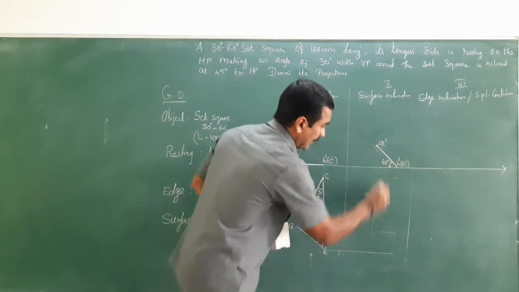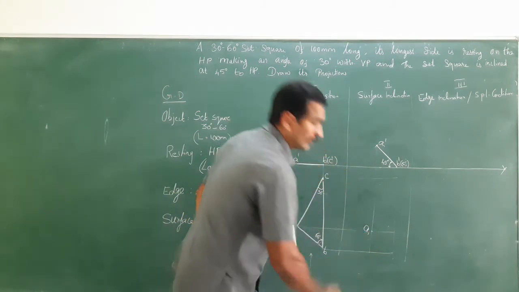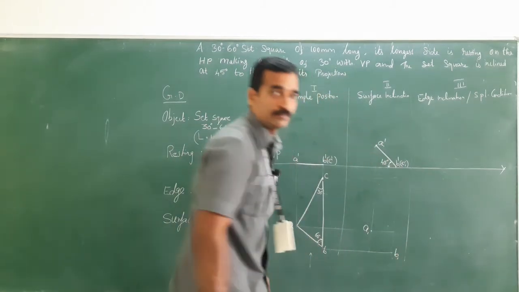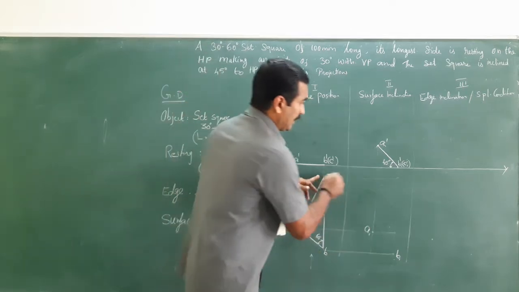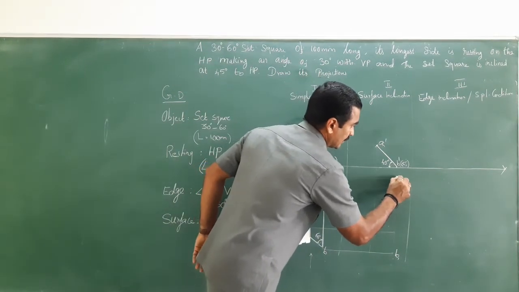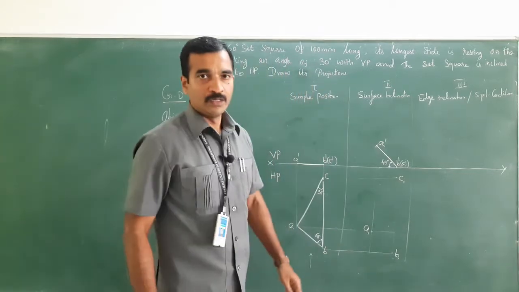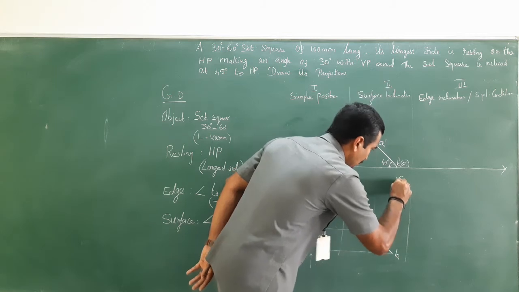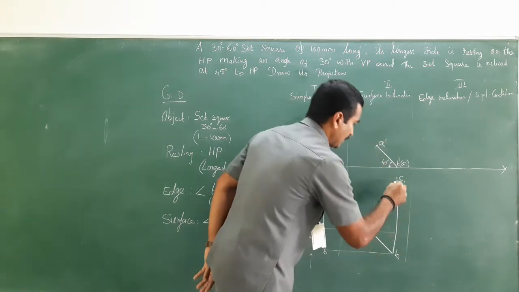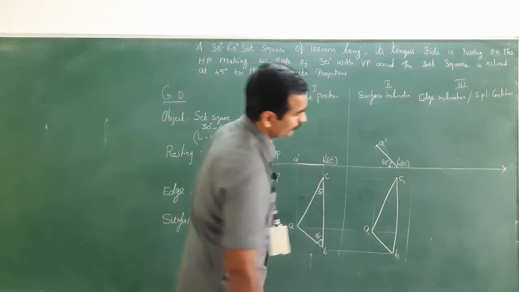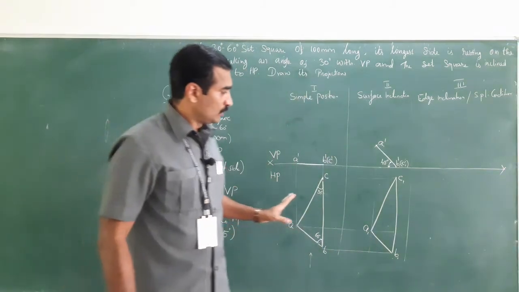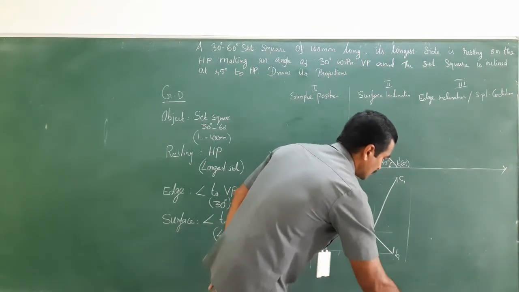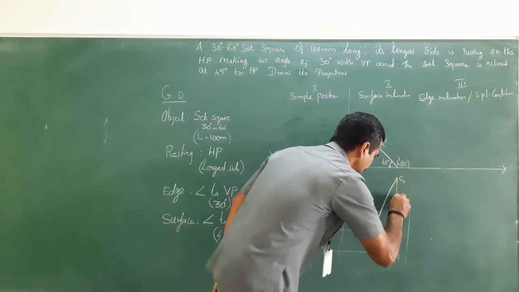A is here. This could be A1. B is here and B is here. This could be B1. And C and C are getting intersected here. This could be C1. Now let me connect all those edges, A to B, B to C and C to A. By doing so, we will get a skewed image of a set square.